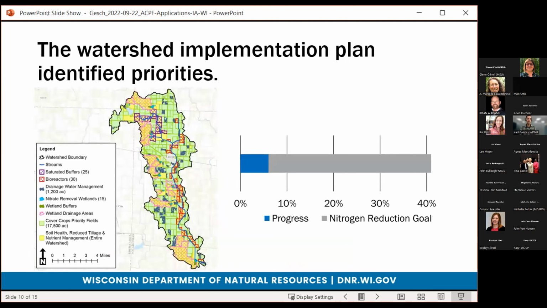Who developed the estimate of % load reductions for each practice? That was based on the science assessment of the nutrient reduction strategy, which I believe was led by Iowa State University scientists.